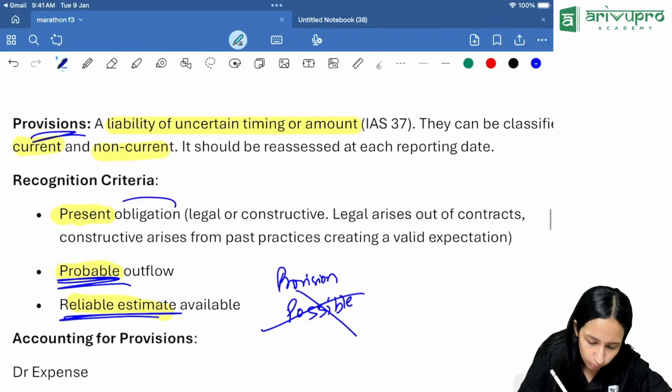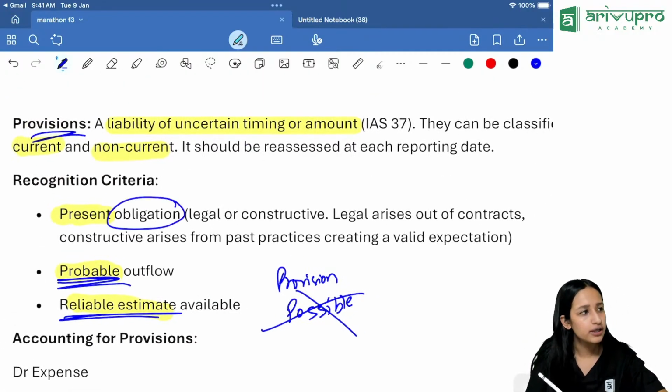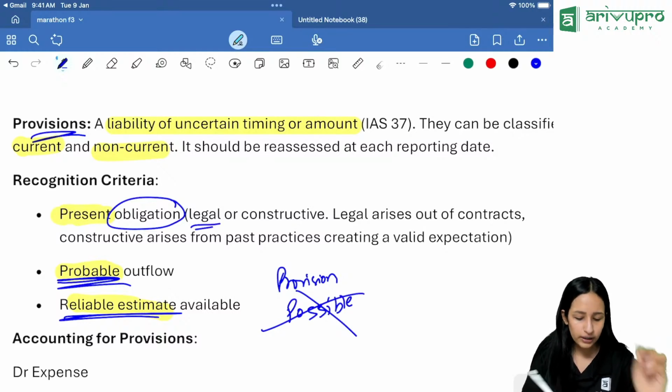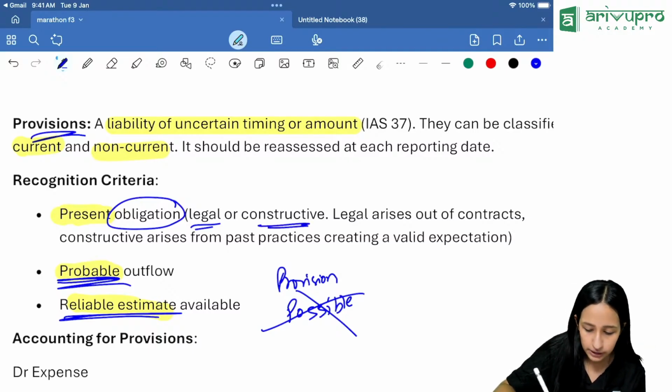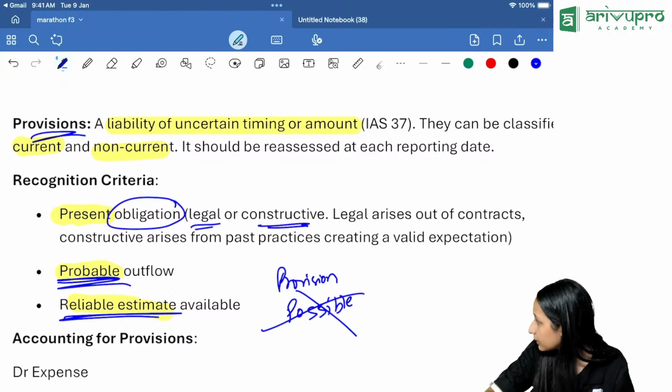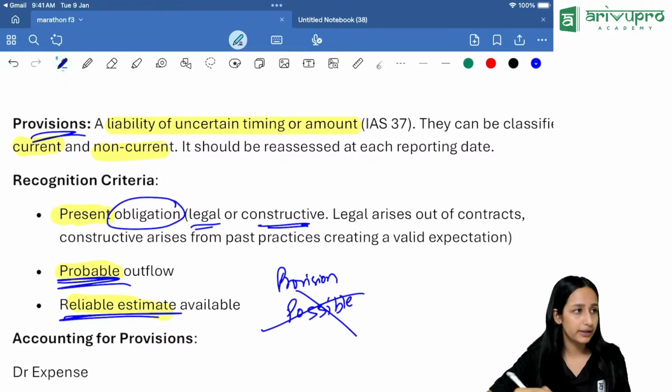Now, present obligation, I told. Obligation can be of two types. One is legal and one is constructive obligation. Legal obligation, that is something that arises out of the contract. Okay. Constructive obligation, however, is something that can be created due to past expectations.